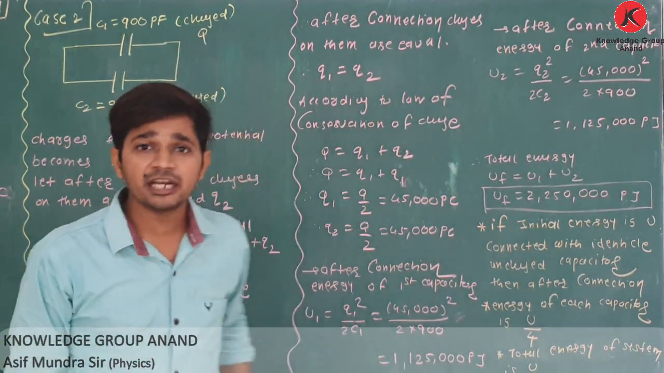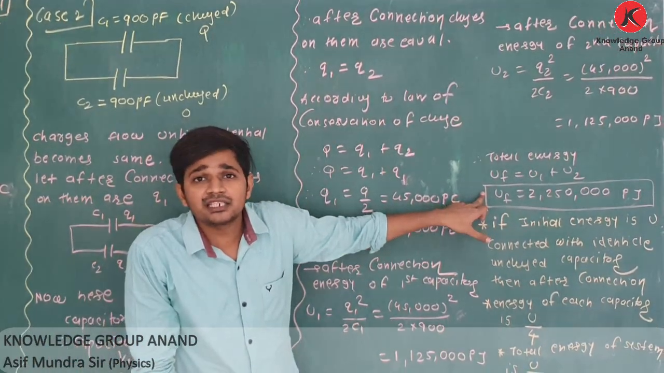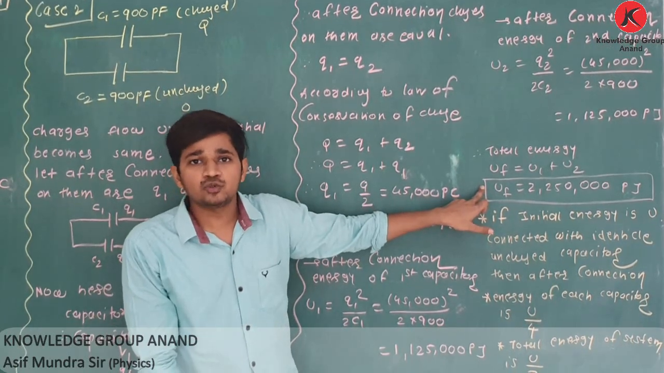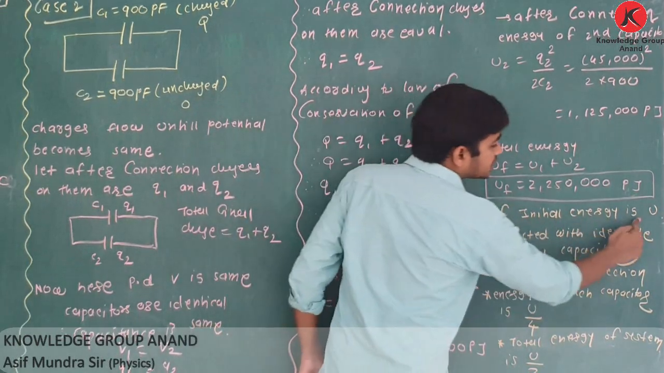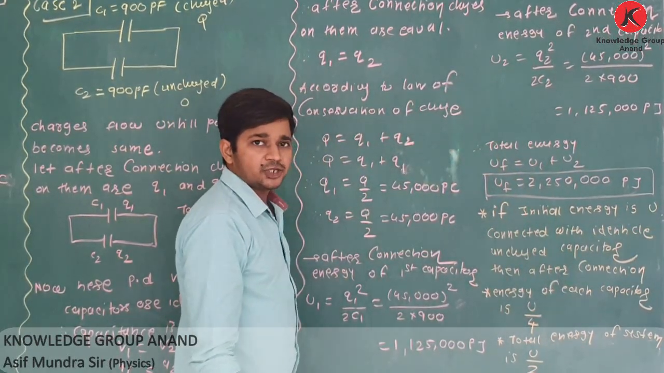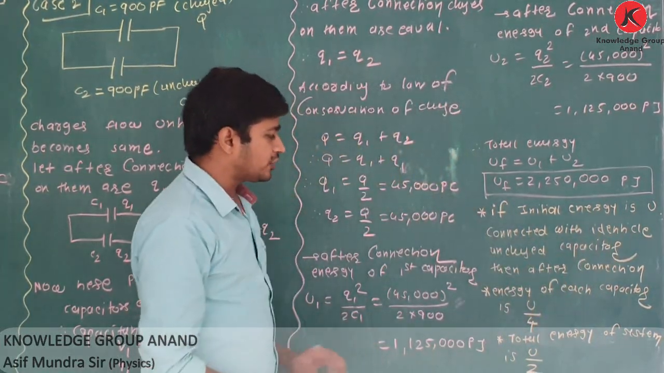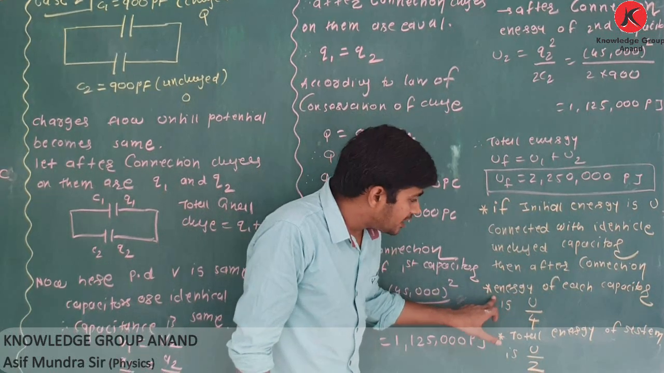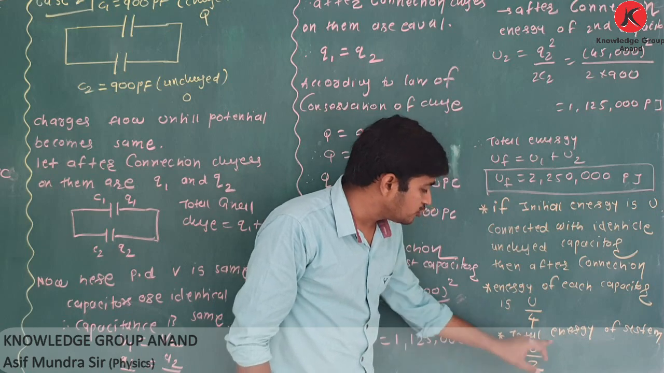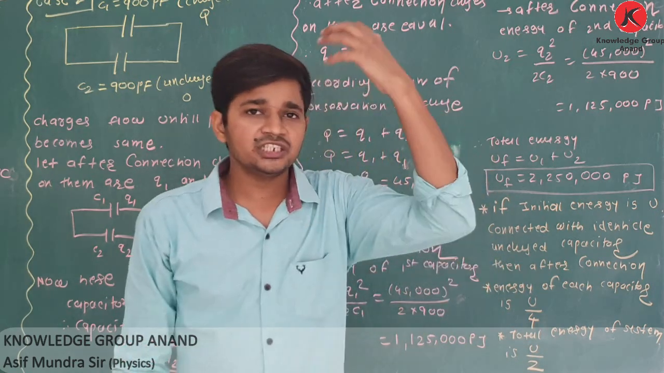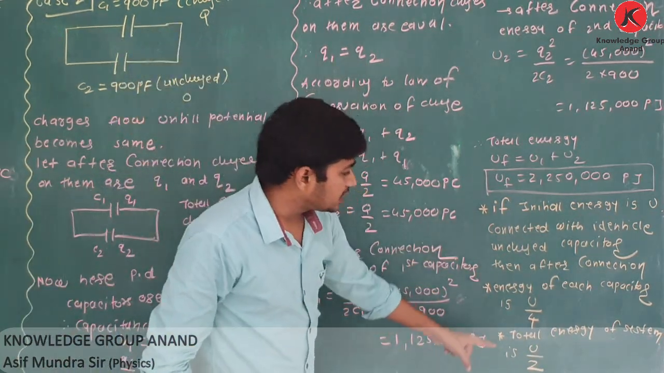This is initial energy divided by 4. Also, this total final energy is half of the initial total energy. So if you want to write the conclusion: if the initial energy of a capacitor is U, and it is connected with an identical uncharged capacitor, then after connection, the energy of each capacitor is U by 4 and the total energy of the system is U by 2. It means U by 2 energy is lost. So you have to remember this thing.